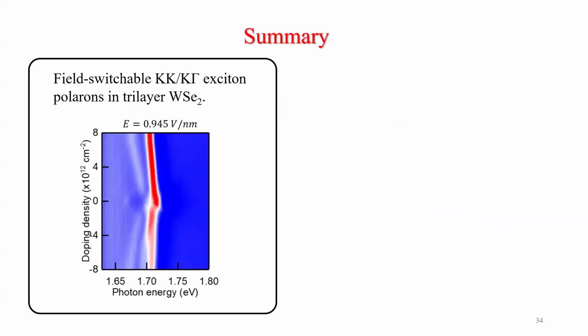So in summary, in the first part we achieved field switchable KK and K-gamma exciton polarons in trilayer WSe2. So the information is included in this picture. So we can see that at strong electric field, the K valley will be higher, and at small field, the K valley is lower. So this is the main idea to achieve the field switchable exciton polarons.